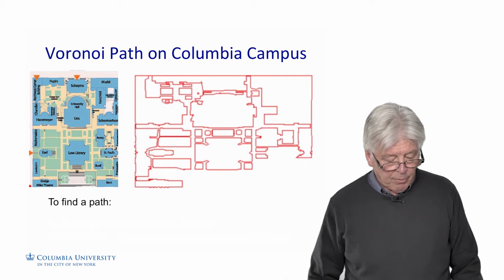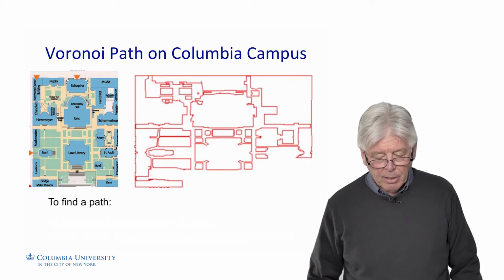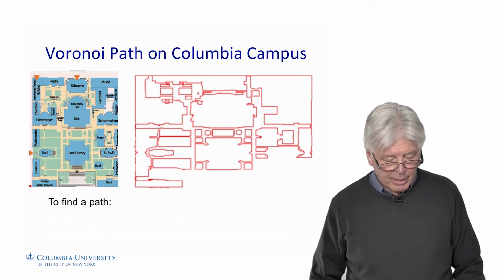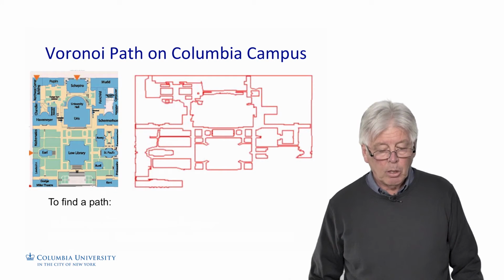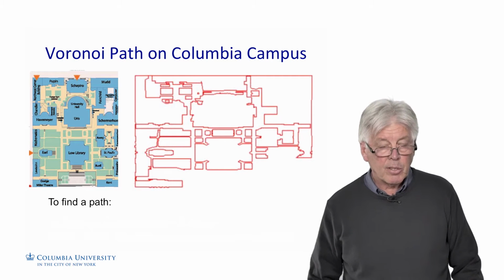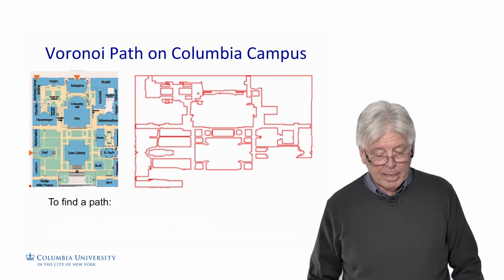So let me show you an example of this. This is the Columbia campus map on the left, and we have a representation of that on the right. This is the northern part of the campus. And so we use this for path planning with a mobile robot to do laser scanning of buildings on the campus, and we want to automate it so it knows how to find its way around automatically.